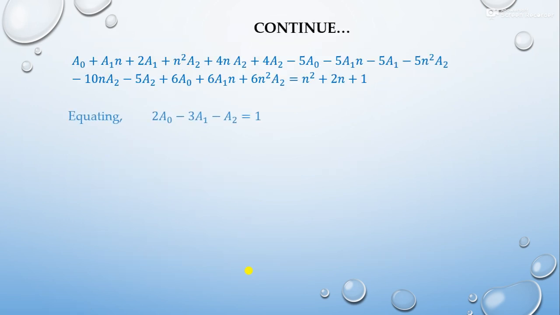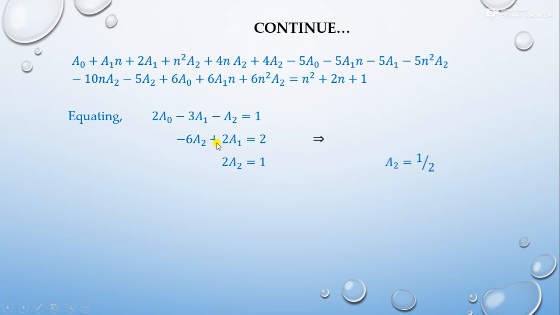So now after solving it, first we compare the constant terms on both sides. We will get the equation 2a0 minus 3a1 minus a2 is equal to 1, and when we compare the coefficients of n, it becomes minus 6a2 plus 2a1 is equal to 2, and when we compare the coefficients of n square on both sides, it becomes 2a2 equal to 1. So from these three equations we get the values of a0, a1 and a2. First we get a2 directly, that is a2 is equal to 1 by 2.